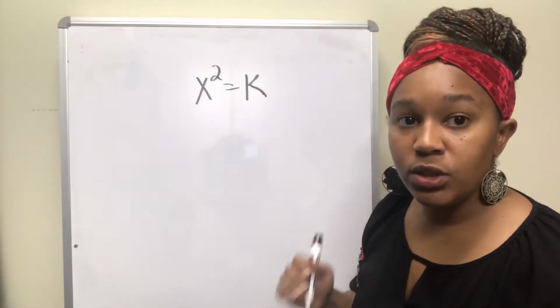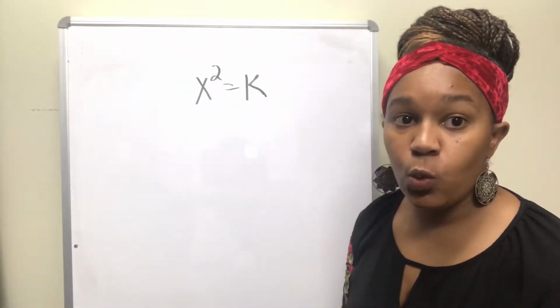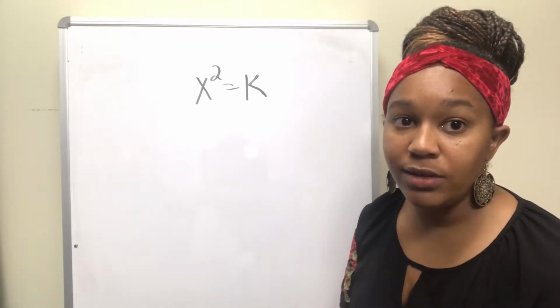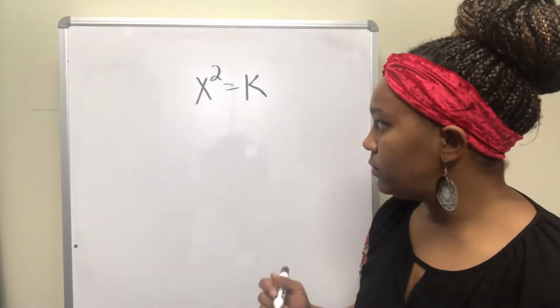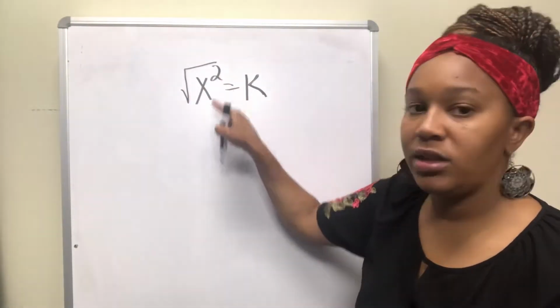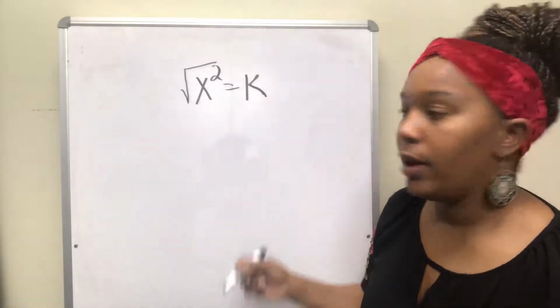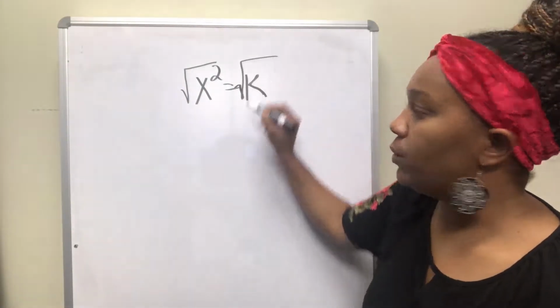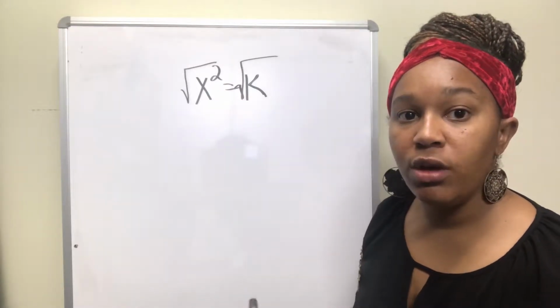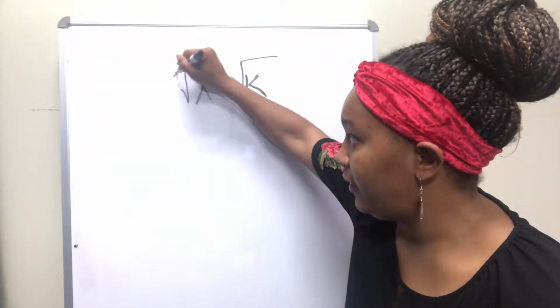How do you get rid of a square? Well, you have to take the square root to get rid of a square. And whatever you do to one side, you have to do to the other side. So I want to take the square root of the x squared because that'll make that square go away. And I also want to take the square root of the right side. And whenever you take the square root, you have to take the positive and negative square root.